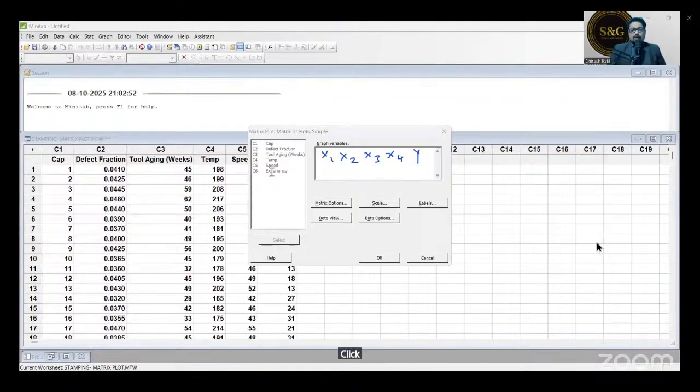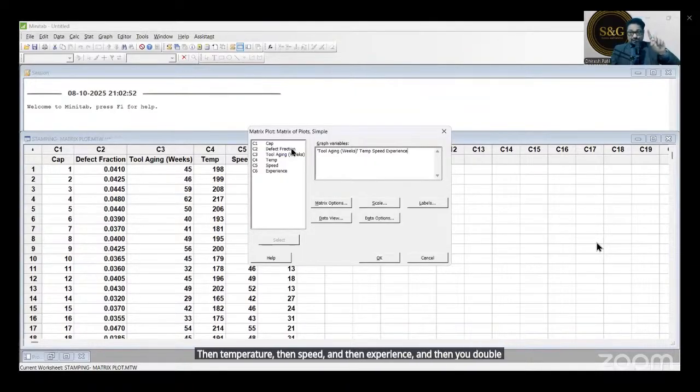Click on here. Double click on tool age, then temperature, then speed, and then experience, and then you double click on Y, which is our defect fraction.